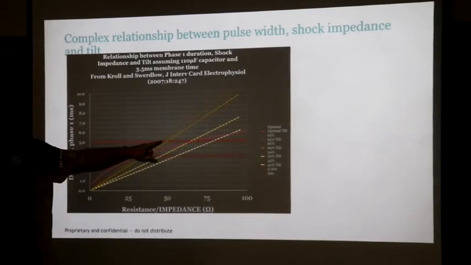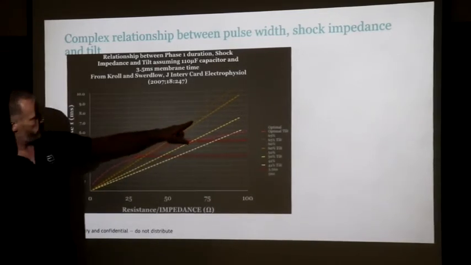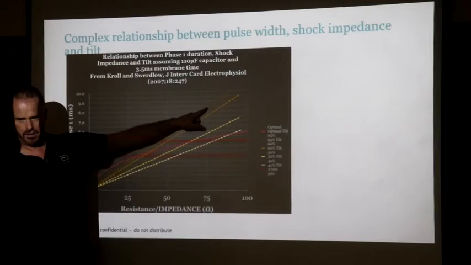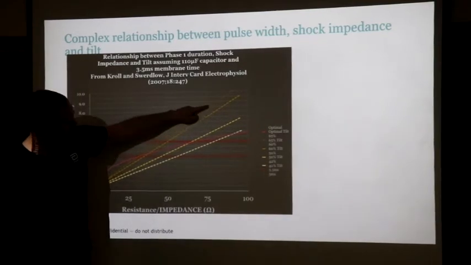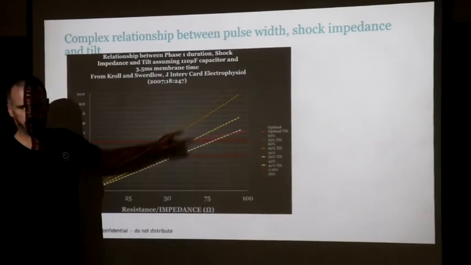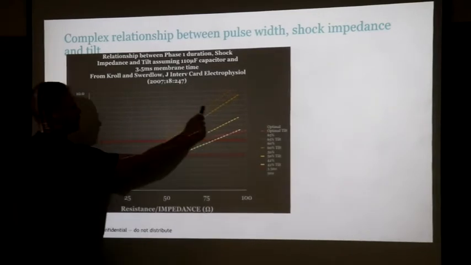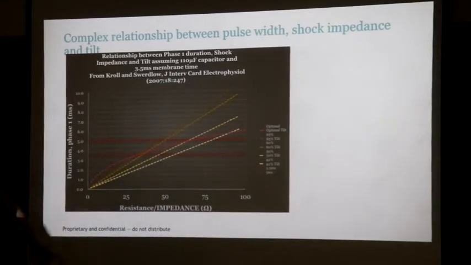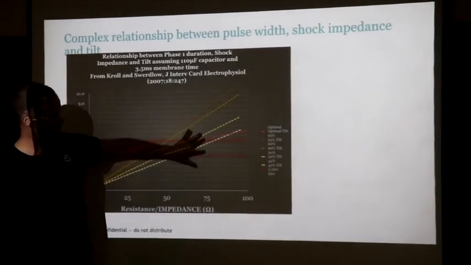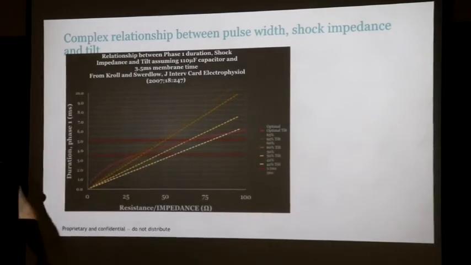Yours is 77. That's why it was 8.4. You are here. That's 8.4 milliseconds. So this is where he is. This is optimal. He's a long way from optimal.